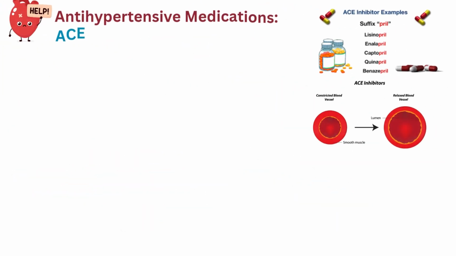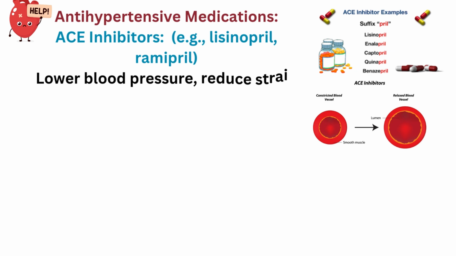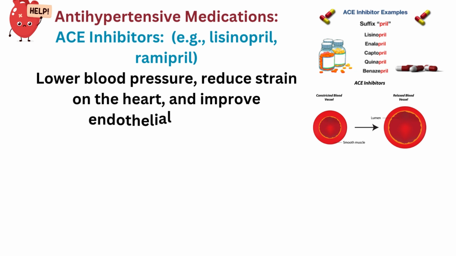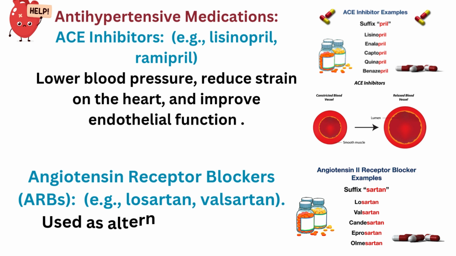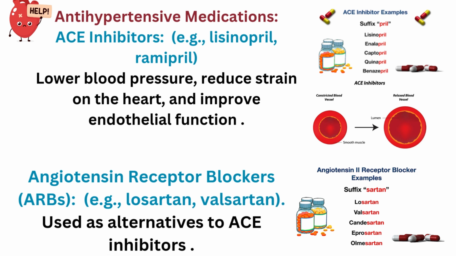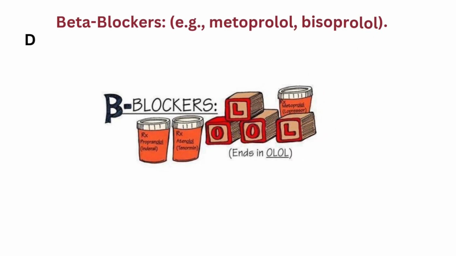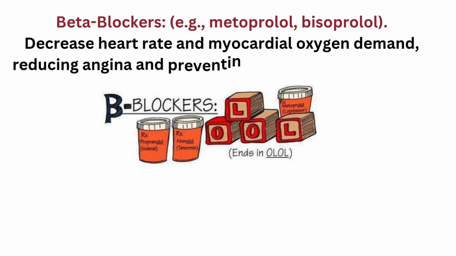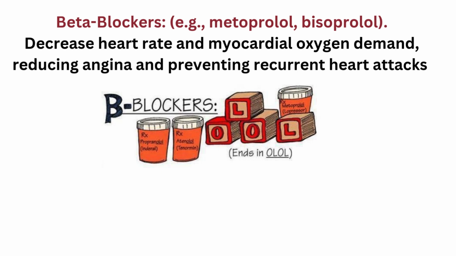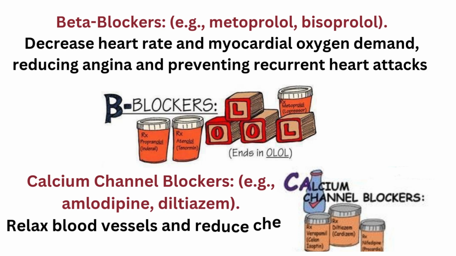Antihypertensive medications. ACE inhibitors, for example, lisinopril, ramipril, lower blood pressure, reduce strain on the heart, and improve endothelial function. Angiotensin receptor blockers, ARBs, for example, losartan, valsartan, used as alternatives to ACE inhibitors. Beta blockers, for example, metoprolol, bisoprolol, decrease heart rate and myocardial oxygen demand, reducing angina and preventing recurrent heart attacks. Calcium channel blockers, for example, amlodipine, diltiazem, relax blood vessels and reduce chest pain.